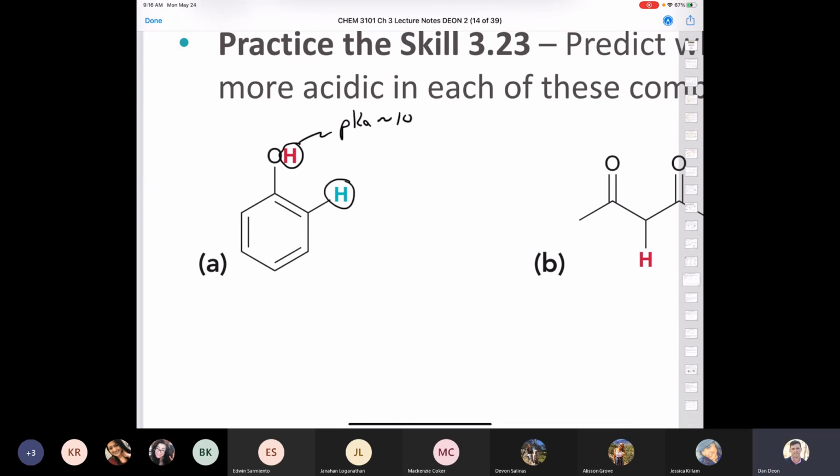And this is an sp2 hybridized carbon-hydrogen bond. So it's got a pKa, according to that table, around 44. I told you that an aromatic proton has a pKa of around 40. Okay, around 40, like that. So first of all, you could have used the pKa values. That's one way, using table 3.1 to solve this problem.